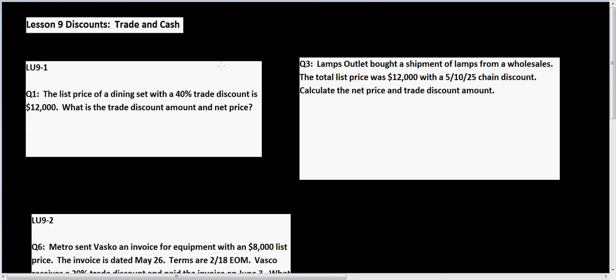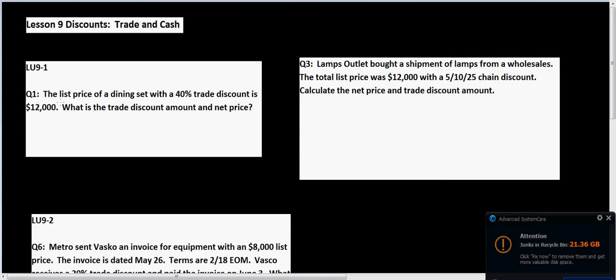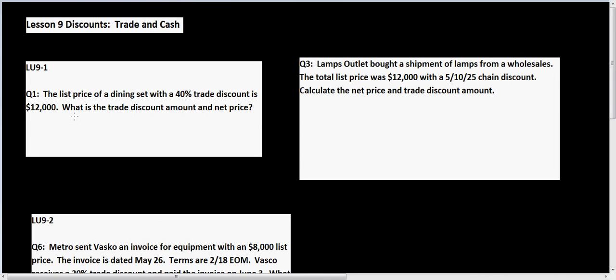So with that in mind, let's take a look at an example and figure out what kind of a discount a wholesaler might give to a retailer. The list price of a dining room set with a 40% trade discount is $12,000. So we're starting with $12,000 and we're going to offer 40% off to the retailer. What is the trade discount amount and the net price?